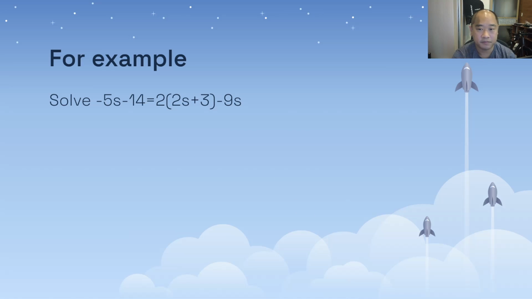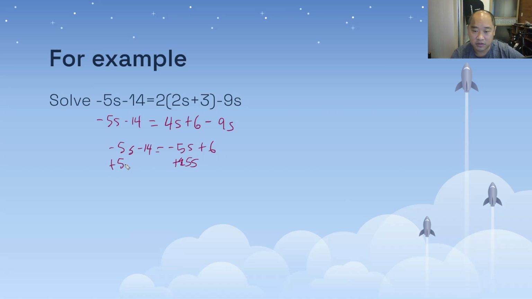So let's take a look at this one. Here we have a distribution, so that's going to be 4s plus 6 minus 9s equals negative 5s minus 14. All right, so we'll just combine these two like terms, and that'll give us negative 5s plus 6 equals negative 5s minus 14. And you can kind of already see where this is going, right? If we add 5s to both sides, then these cancel out, these cancel out. We get negative 14 equals 6.